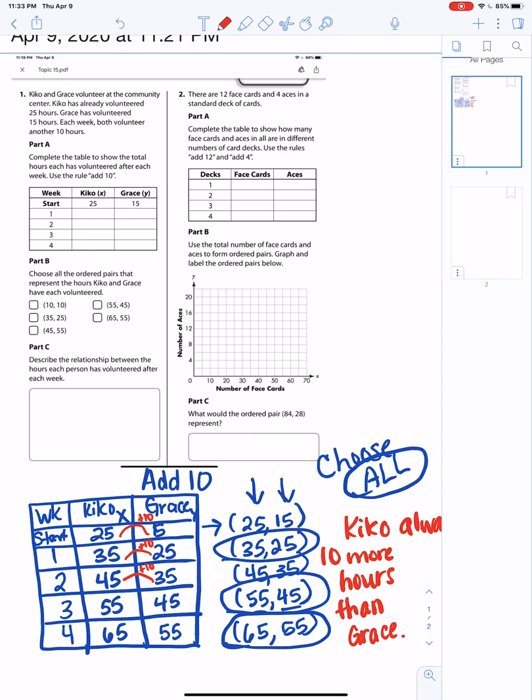Okay, let's look at question number 2. Question number 2 says, there are 12 face cards and 4 aces in a standard deck of cards.